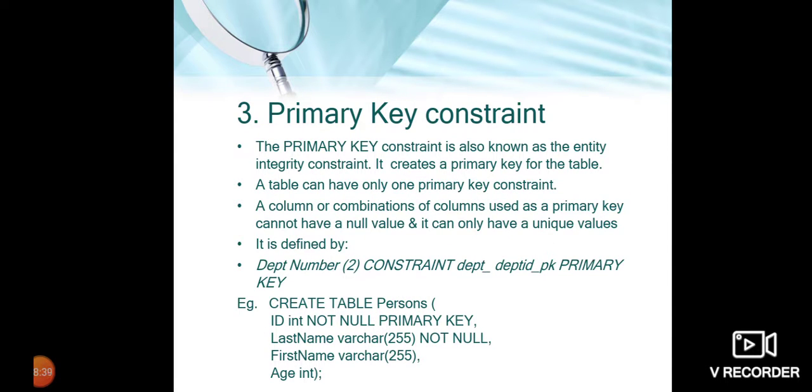Primary key constraint. Primary key constraint is also known as an integrity constraint. This integrity constraint is applied to a table. Only one primary key is allowed for a table. You cannot have two or three primary keys. Only one primary key constraint can be considered for one table. It is defined by department number, the size, constraint, department underscore department ID, primary key, PK stands for primary key, and then you specify primary key.